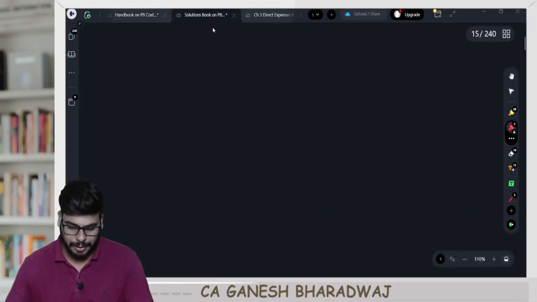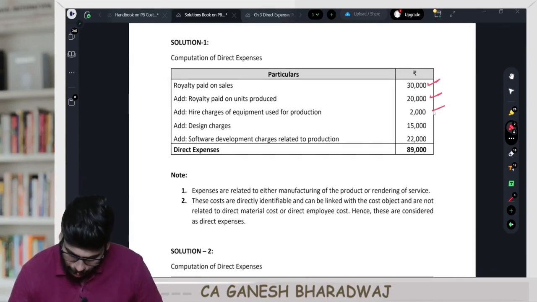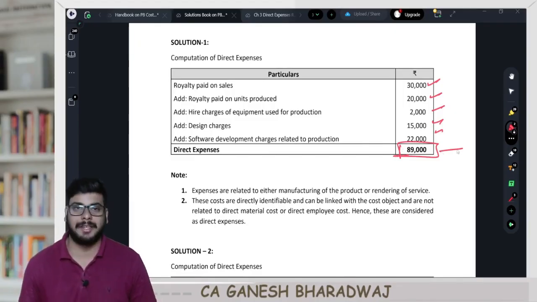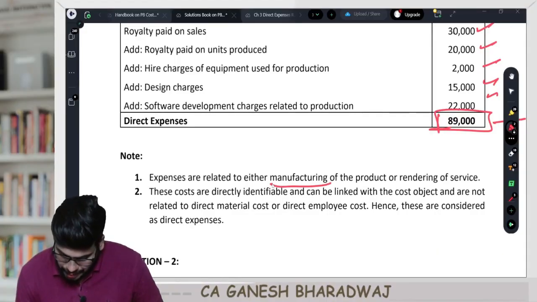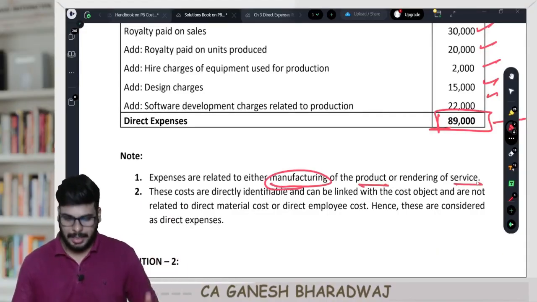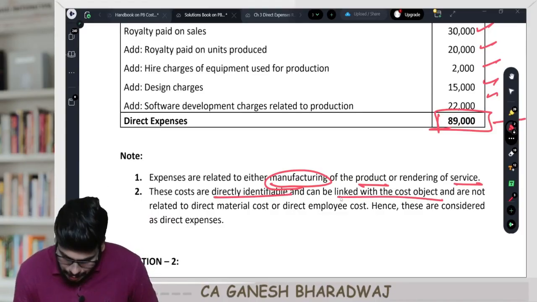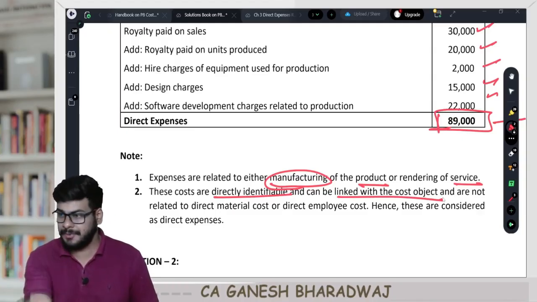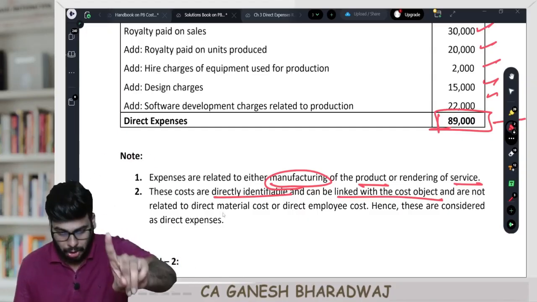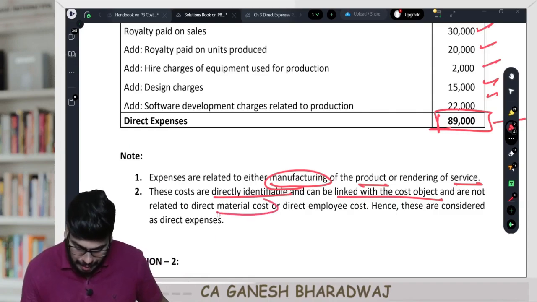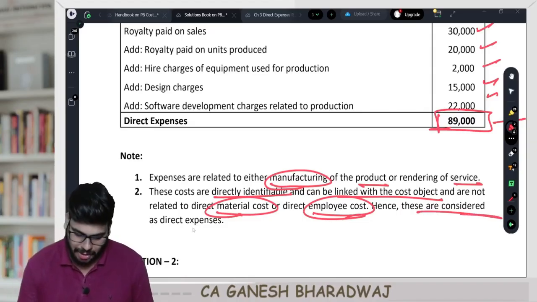But that's not the reason I'm doing this question. Here, they have given a note, that is the main reason I'm doing it. They have just added whatever is the expense given in the question and arrived at the total direct expense. But look at this. Expenses are related to either manufacturing of a product or service, right? Number two, these costs are directly identifiable and can be linked with the cost object. Cost object means the object for which I'm computing the cost, in this case a unit. These are direct costs but not categorizable under material or labor, and hence I am categorizing this under direct expense. Hence these costs are considered as direct expense.